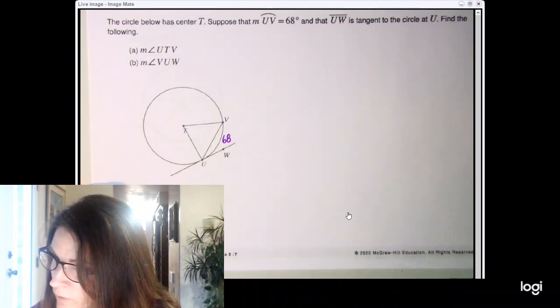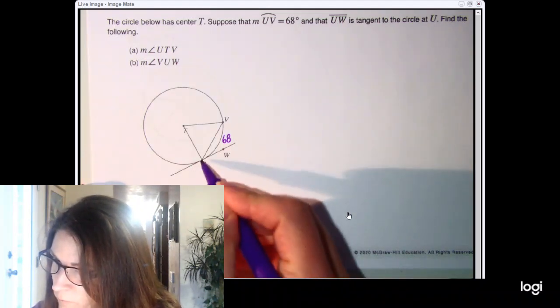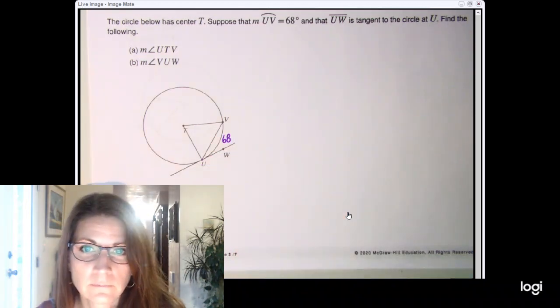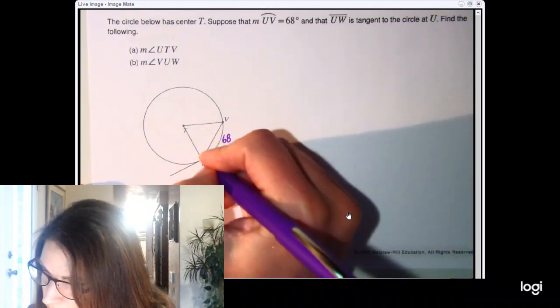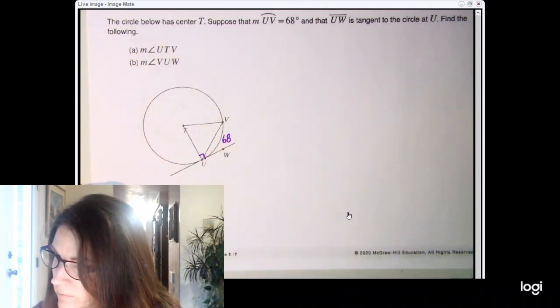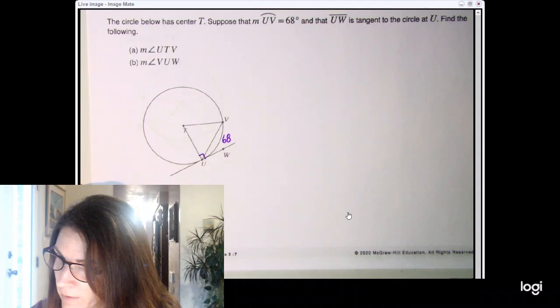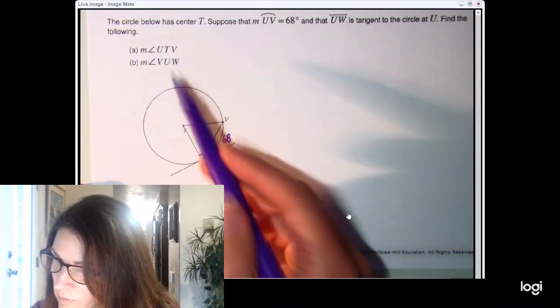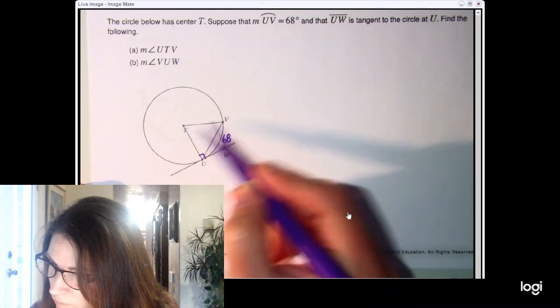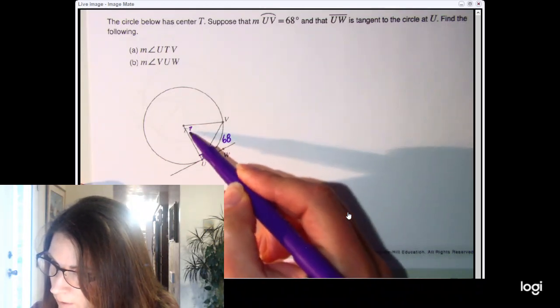And that UW is tangent. And what do you remember about a radius and a line tangent? Oh yeah, it intersects at a 90-degree angle. So I can go ahead and mark that now. Find the following. It wants angle UTV, the measure. UTV. So it's looking for this guy right here.